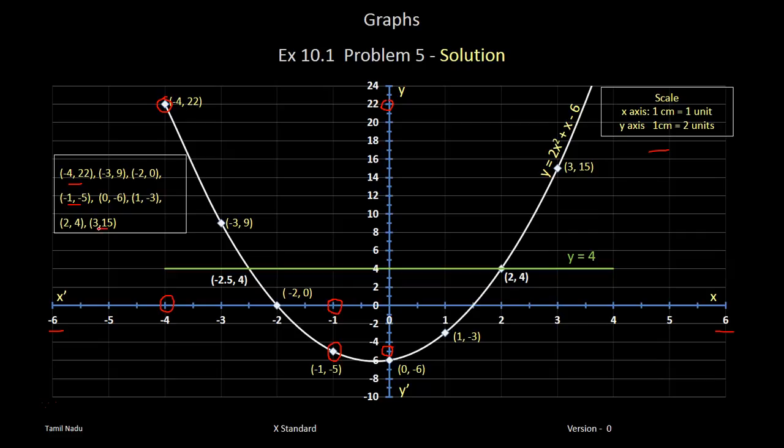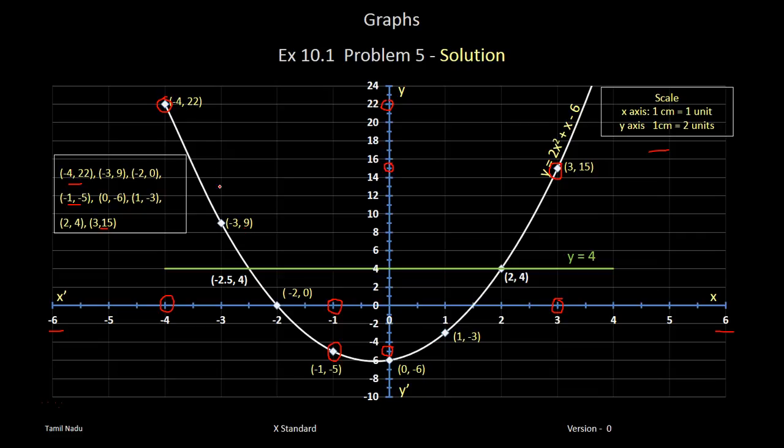Let's take one more point, 3, 15. X is equal to 3, y is equal to 15. Horizontally go to the right and from here vertically go up. They will intersect at one point, and that is the point 3, 15. Like that, you can get the remaining points for the curve.